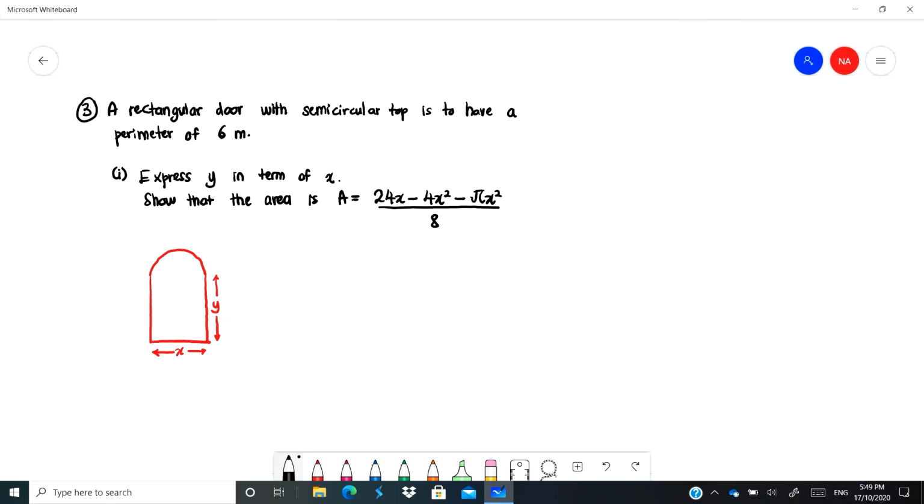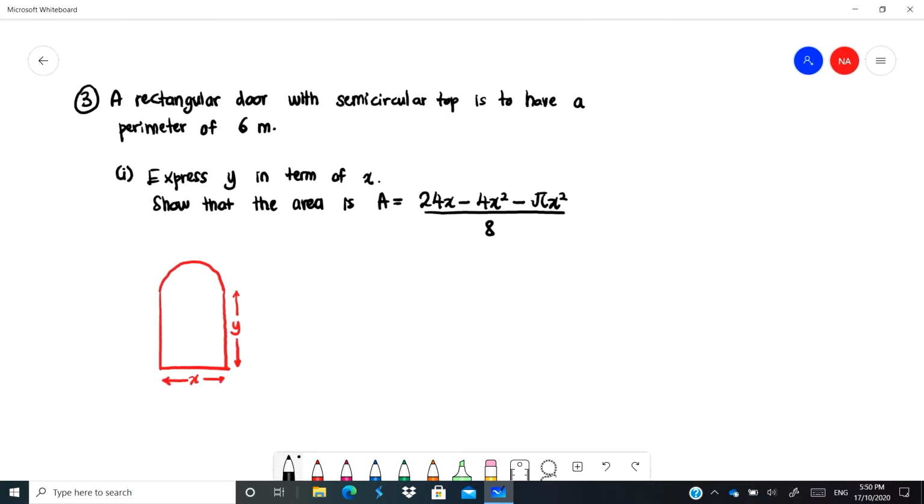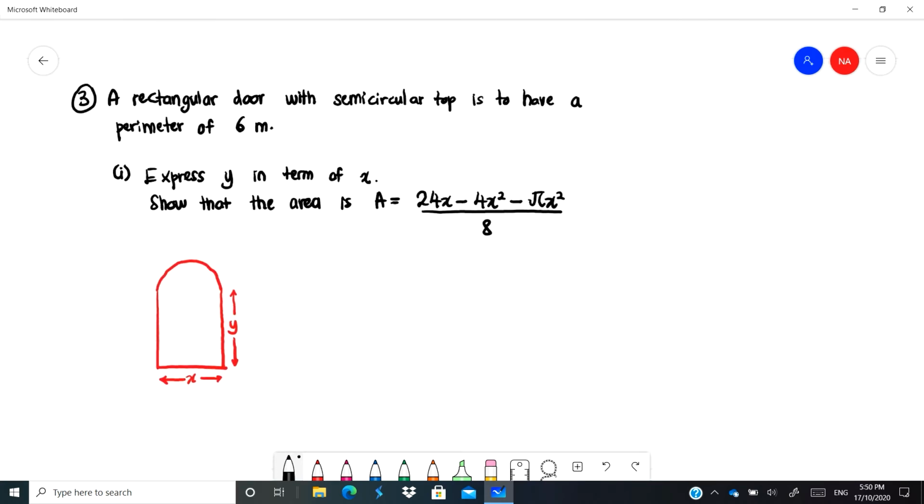So let's look at this question. We're given a rectangular door with a semicircular top, as shown in the diagram. The diagram is given to you. The perimeter is 6 meters, so we'll let the perimeter P equal 6.